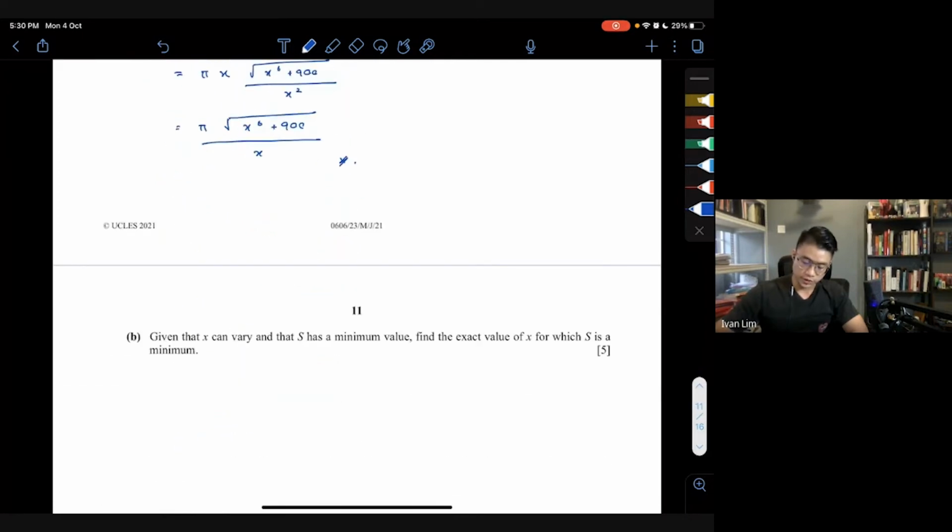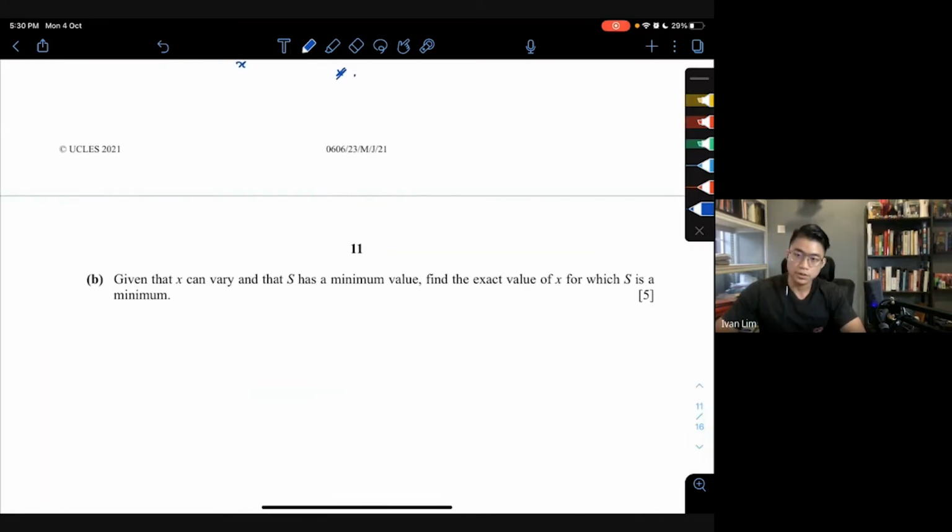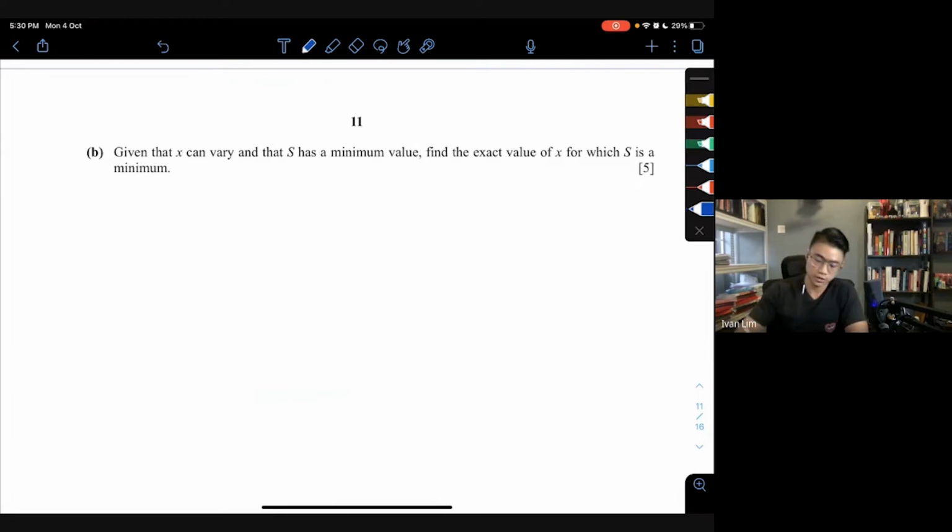Okay, next one. Given that x can vary and that s has a minimum value, find the exact value of x for which s is a minimum. Okay, s is a minimum. So for you to find s is a minimum means ds over dx equals 0. So we have to find what is ds over dx first. Okay, so let's differentiate this. This is a 5-mark question.